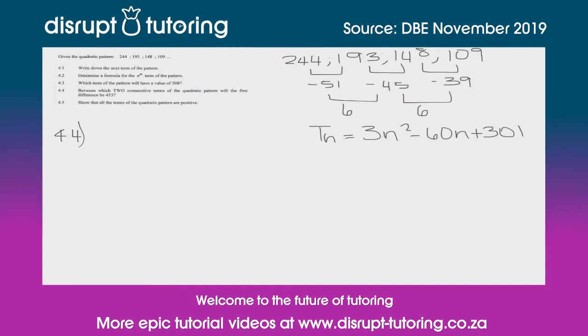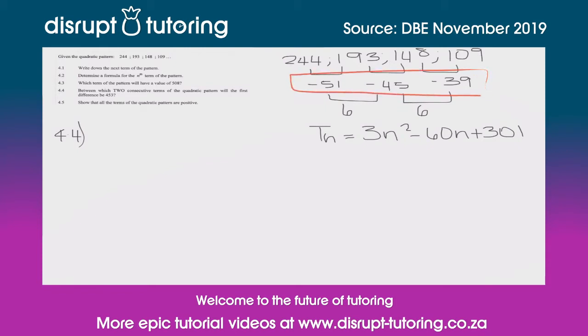Let's think through it. They've said to us you've got this quadratic pattern over here. They want to know between which two consecutive terms we will get a difference of 453. So that's very important. Between which two terms will we have a difference of 453?